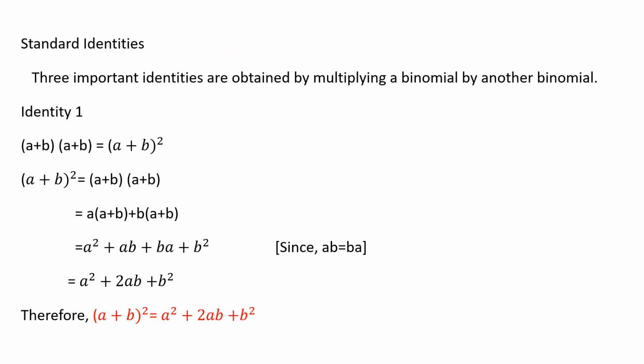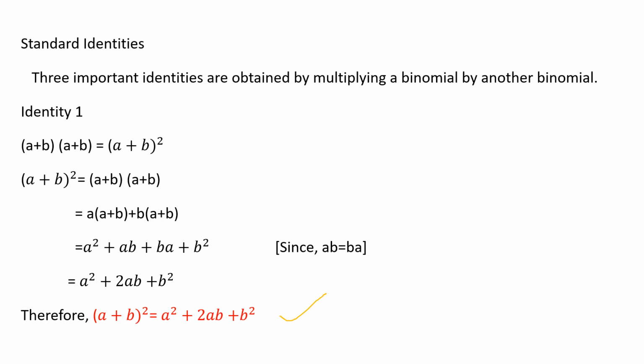Now next you are going to see the standard identities. So there are 3 standard identities. You want to learn this one by heart, since you will be using it in all the problems. So (a plus b) the whole square is equal to a square plus 2ab plus b square.